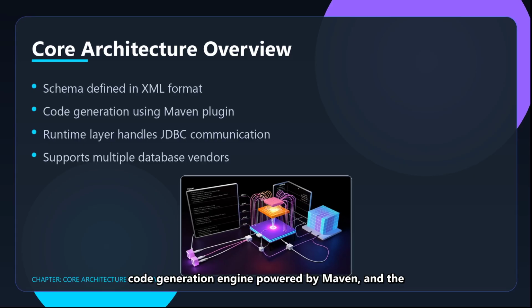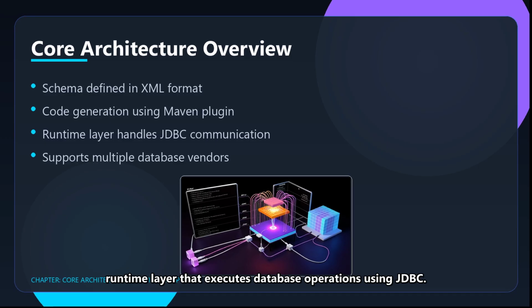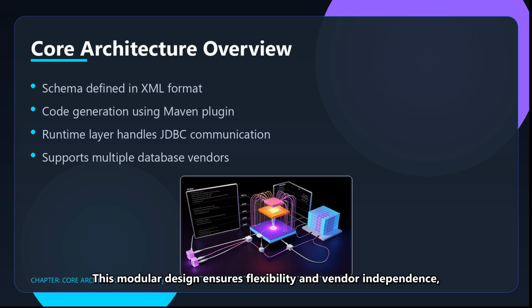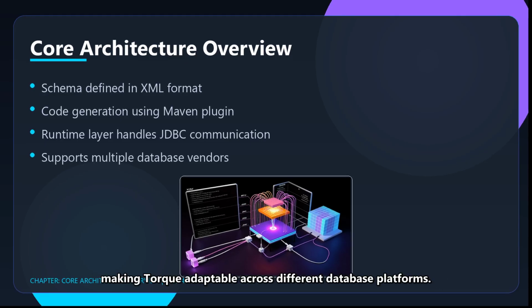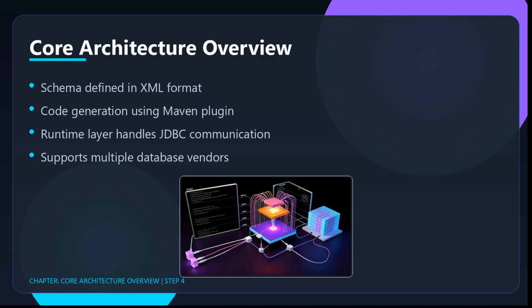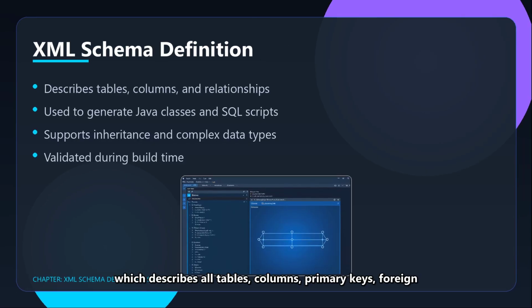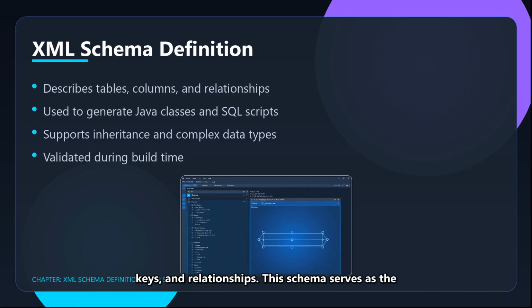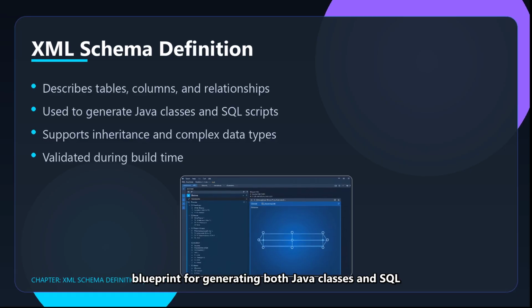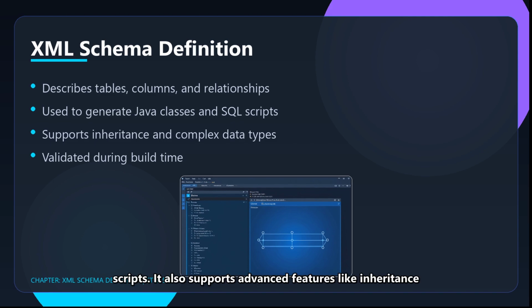generation engine powered by Maven, and the runtime layer that executes database operations using JDBC. This modular design ensures flexibility and vendor independence, making Torque adaptable across different database platforms. In Torque, the schema is defined using XML, which describes all tables, columns, primary keys, foreign keys, and relationships. This schema serves as the blueprint for generating both Java classes and SQL scripts.